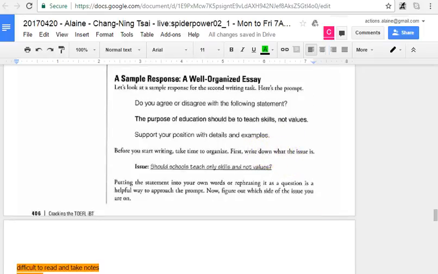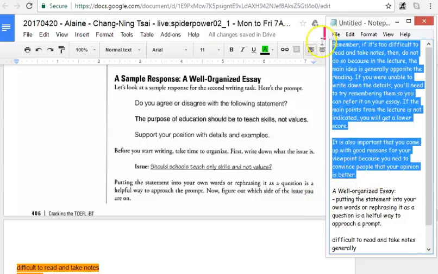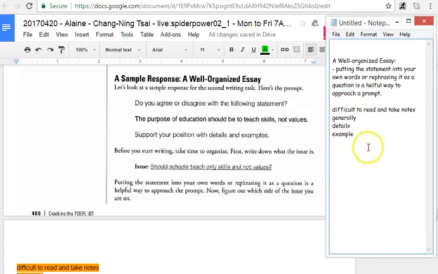A sample response. A well-organized essay. Let's look at a sample response for the second writing task. Here's the prompt. Do you agree or disagree with the following statements? Statement: The purpose of education should be to teach skills, not values. Support your position with detail and examples.